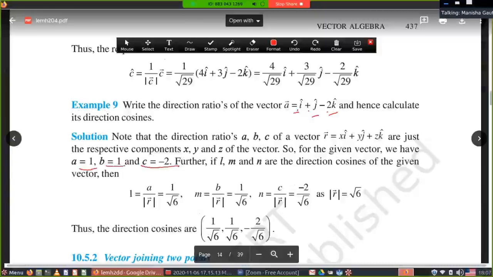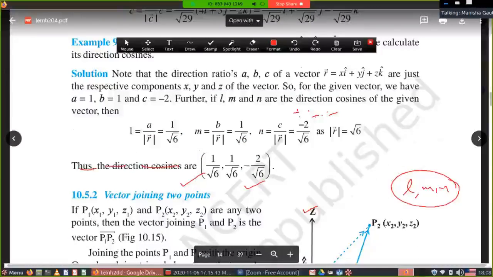If I want the direction cosines, the first direction cosine l can be calculated by a upon the magnitude of vector A. The magnitude is root 6: 1 square plus 1 square plus (-2) square, that is root 6. So the first direction cosine is 1 upon root 6, the second direction cosine is 1 upon root 6, and the third is c upon the magnitude, that is -2 upon root 6. These are the direction cosines l, m and n, because l, m and n are the notations used to write the direction cosines.